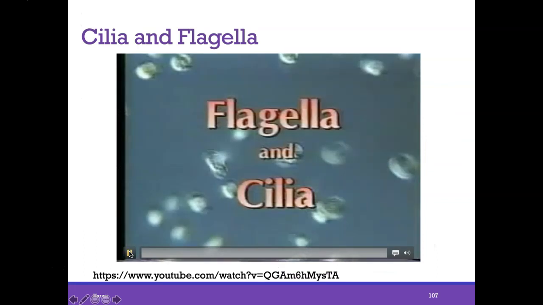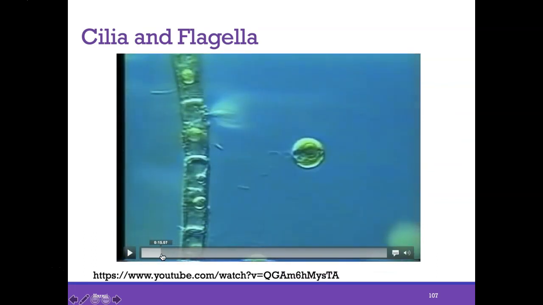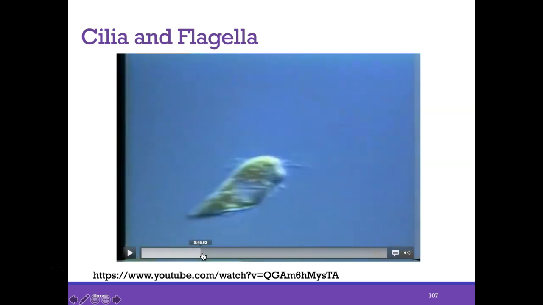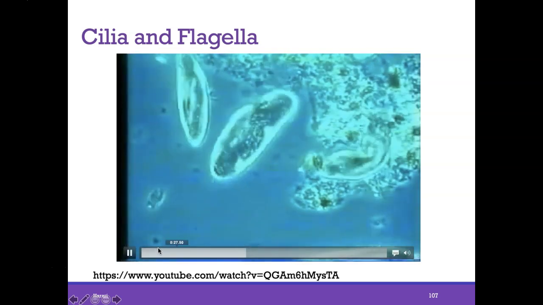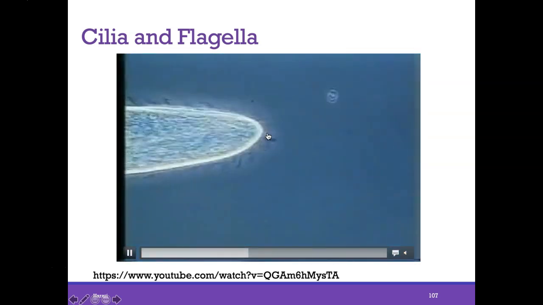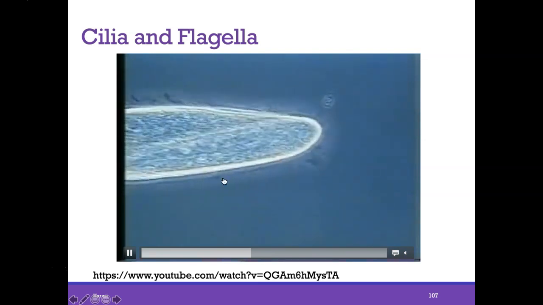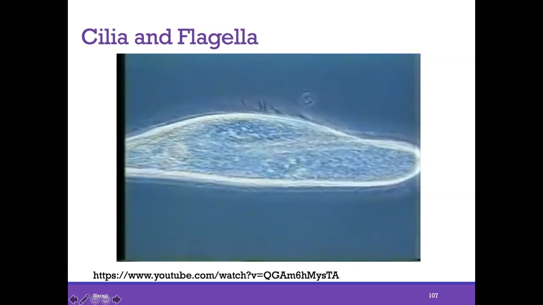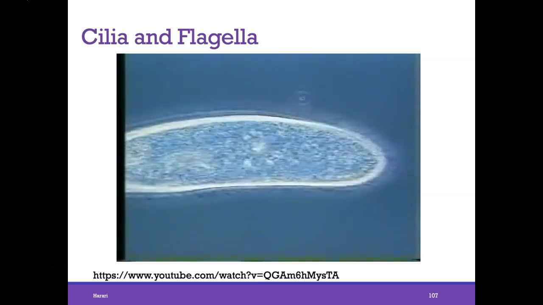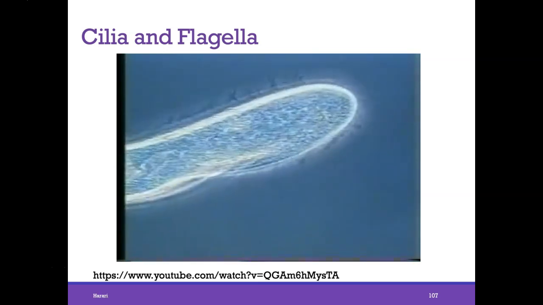Here's a quick video. I just want to show you. Here you can see two flagella. This is a chlamydomonas that's kind of walking around. And then here, let me show you some cilia. So here you can see some cilia. It's very hard to see, but this paramecium is beating its cilia to move through this liquid. All right, so you can see how those little hairs are beating back and forth.